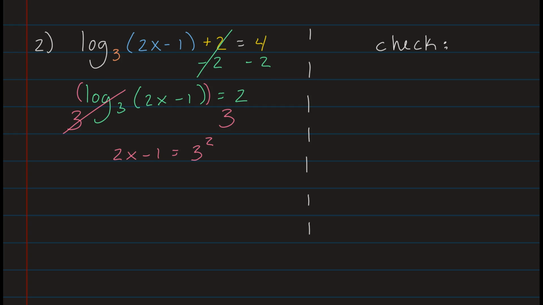Now, our third step is solve for the variable, right? Our end goal was trying to get x all by itself, solve for x. So, 3 raised to the power of 2, 3 squared is 9. And I have 2x minus 1. Trying to get x by itself, this is now just a linear equation here. So, first thing I do, I add 1 to get it away from the x. 9 plus 1 is 10.